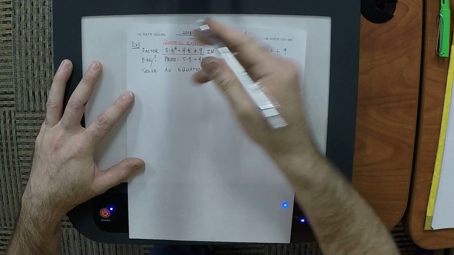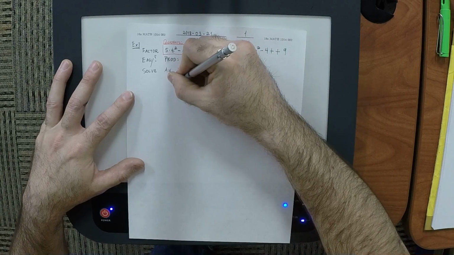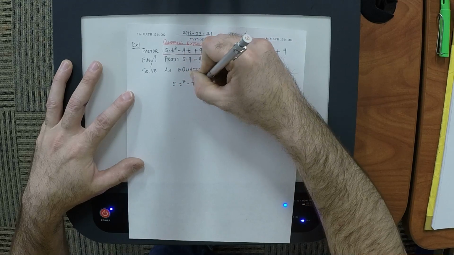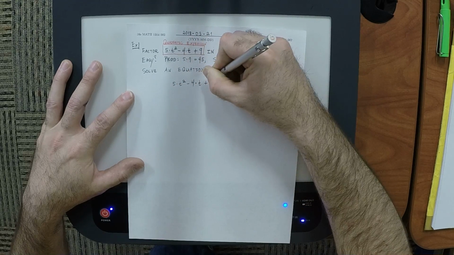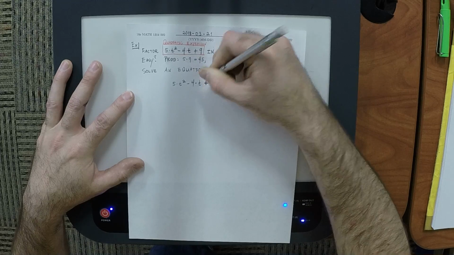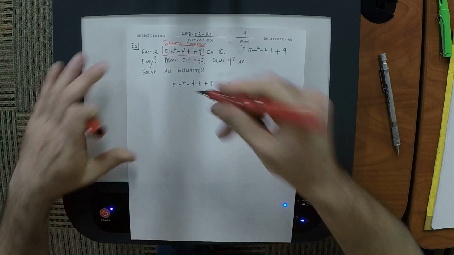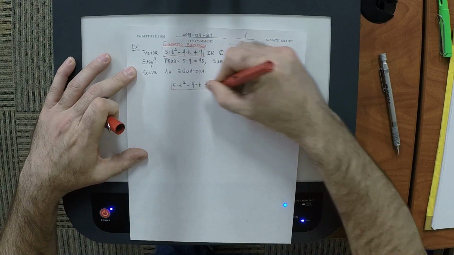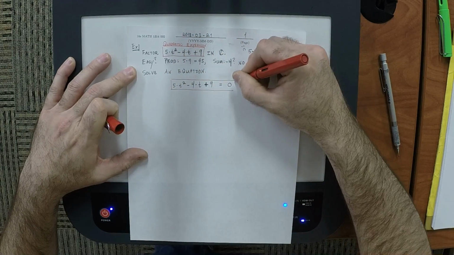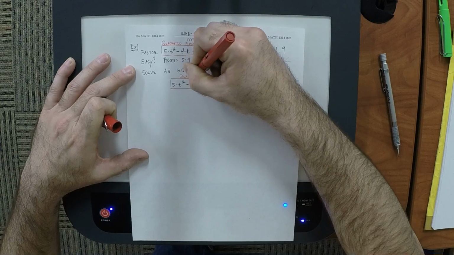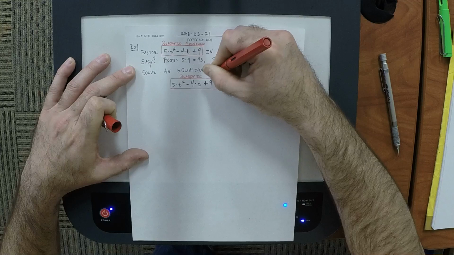What we're going to do is take that quadratic expression, 5t squared minus 4t plus 9, and put it in an equation with the other side equal to 0. So now this thing is called a quadratic equation.